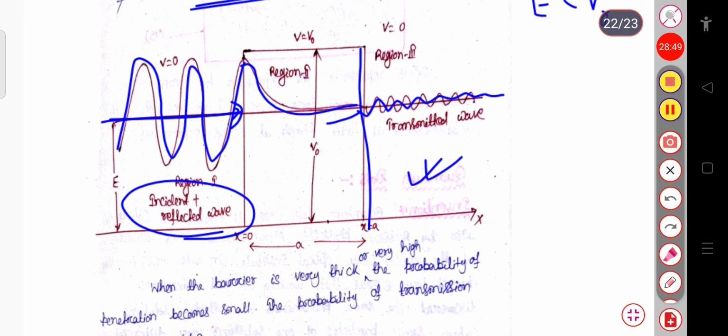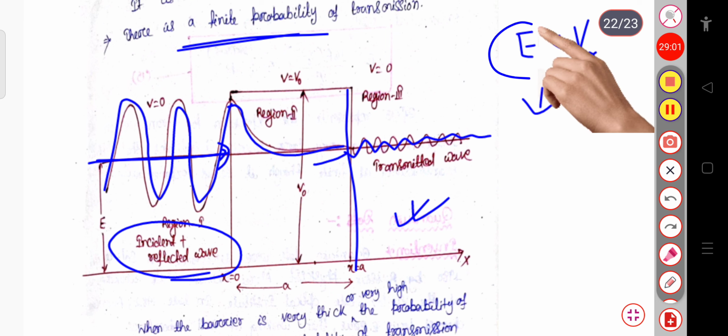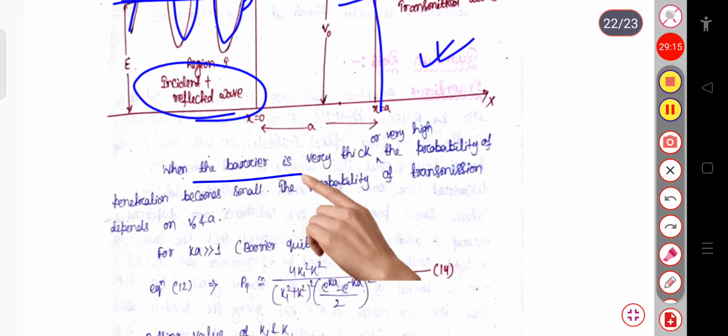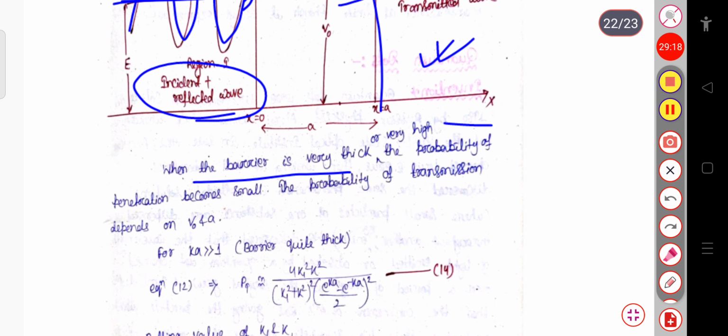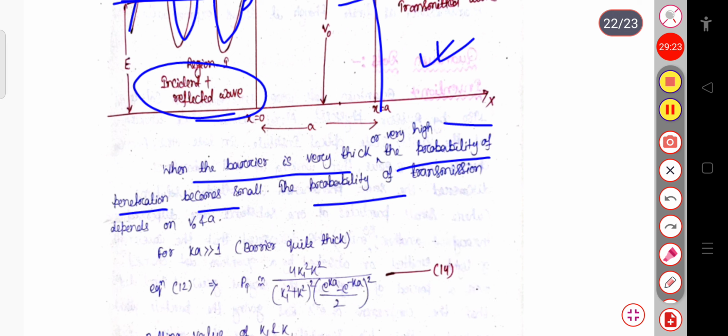So here E is less than V naught, and according to the wave concept, even though the potential is high, you will definitely get a particle in the third region also. This type of effect is called the quantum tunneling effect. When the barrier is very thick or very high, the probability of penetration becomes small, but the probability of transmission depends on V naught and a.